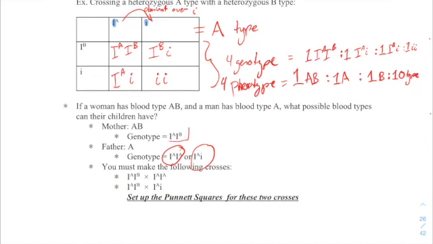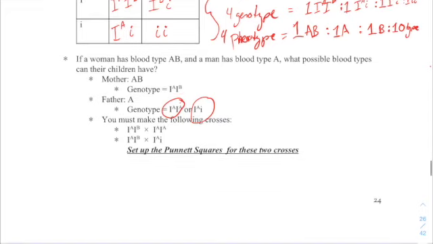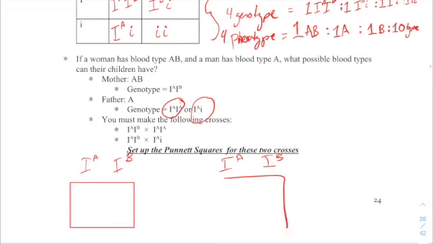The mother, who is AB blood, is the easiest to look at because her genotype is defined by her phenotype. So I'm going to put the mother on top, and I'm going to make my little squares here, and then I'm going to put the father over here as the homozygous one, and the other father here with the recessive trait.